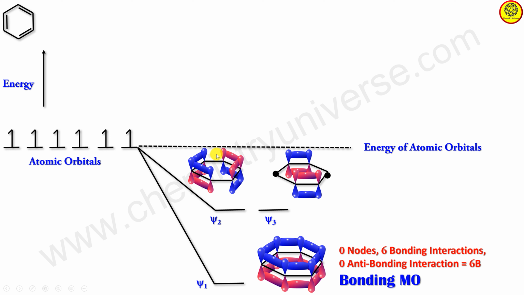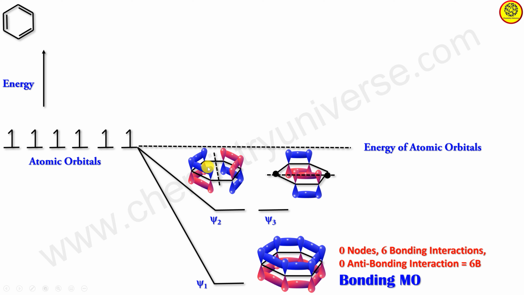But can you see there is only 1 nodal plane here? So if you look at nodal plane, you get only 1. Here nodal plane is only 1. And here 2 bonding, bonding 1, bonding 2, and this is the nodal plane. As you can see, there is 1 node, 2 bonding, but can you see there is no antibonding here? Blue and red are never together. Here blue and red are together.